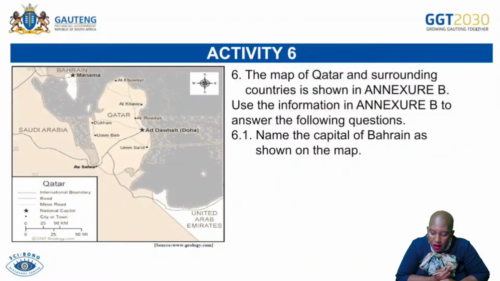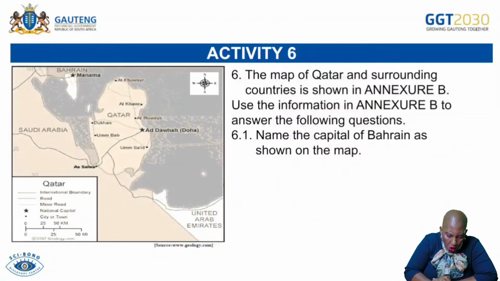Name the capital of Bahrain as shown on the map. Now, where do we go? We go to our map. On our map, we are given the Qatar international boundaries. You go to the keywords, and then how do we identify the capital? Here, with a star, according to our key, and then we look at which country or which place we are talking about. We are talking about Bahrain, and then there it is.